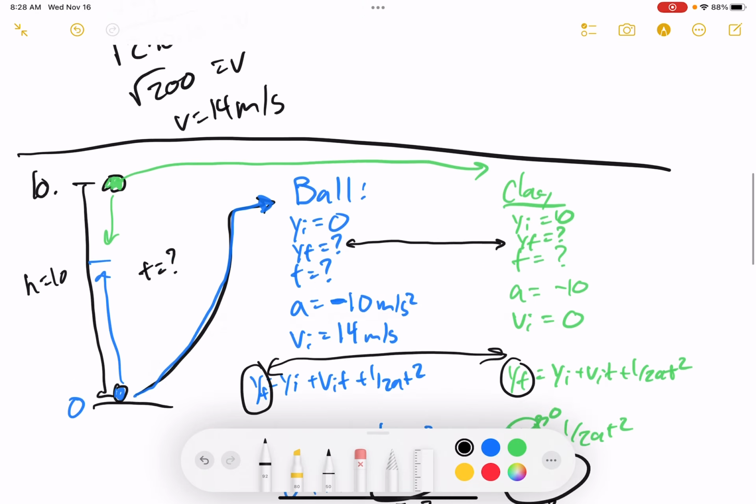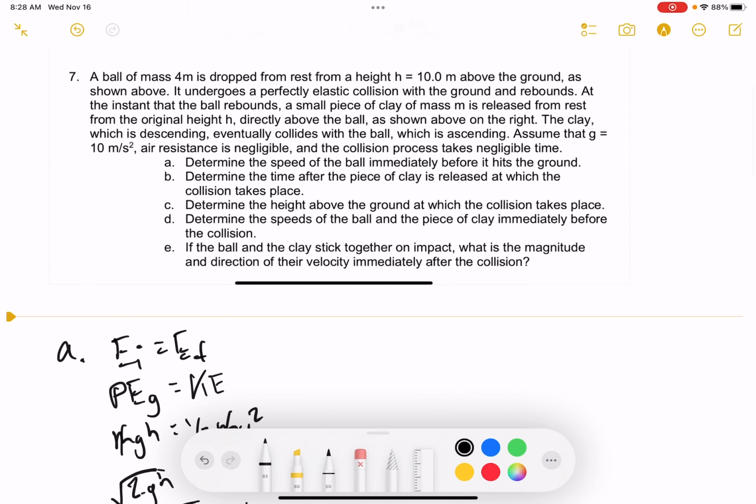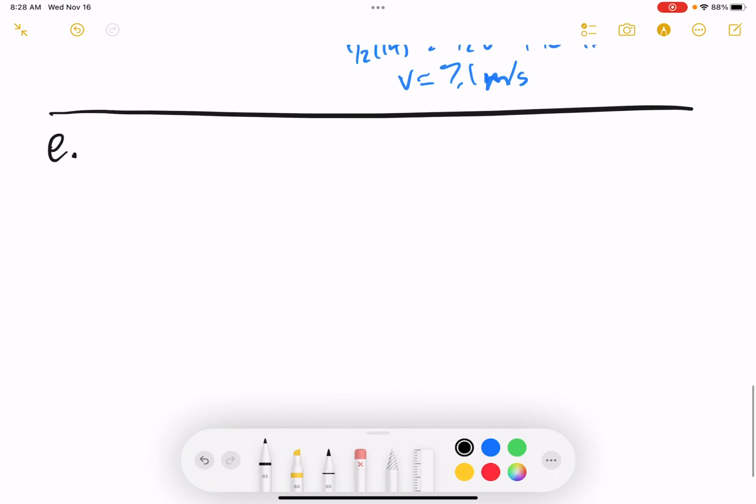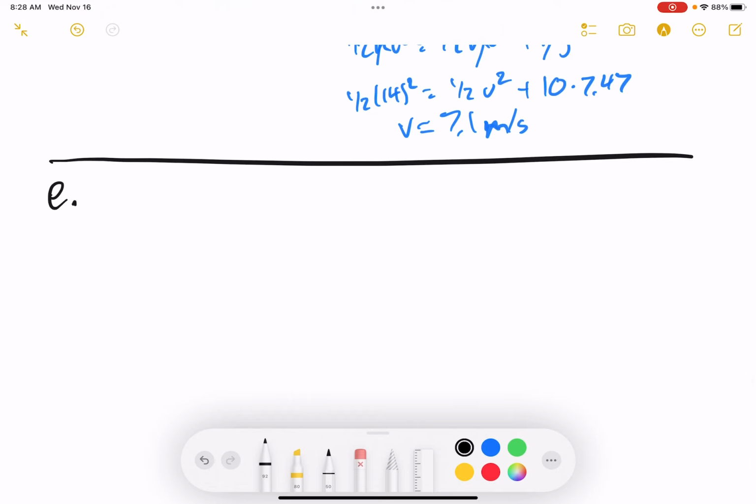So let's go ahead and look at E. It says, if the ball and the clay stick together on impact, what is the magnitude and direction of their velocity immediately after the collision? Okay, I'm going to take a pause and come back to E in a minute.